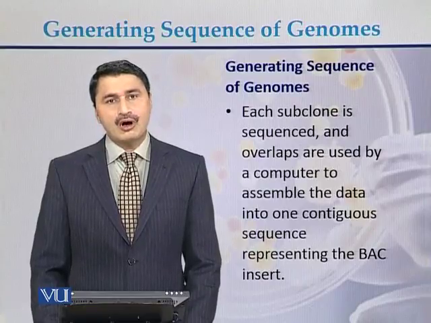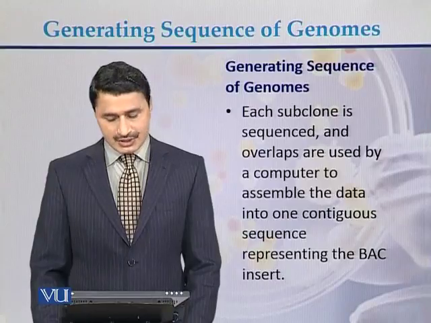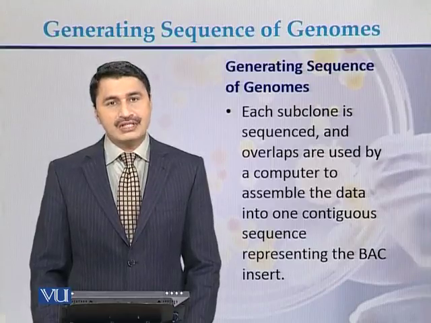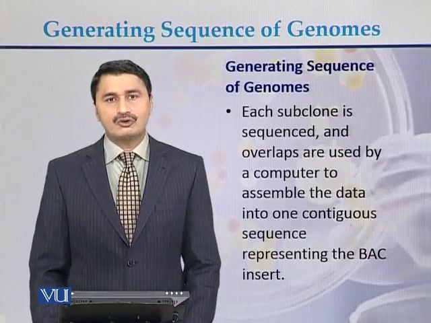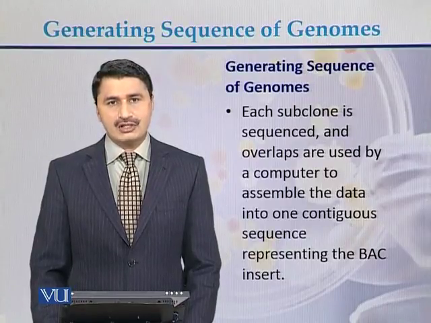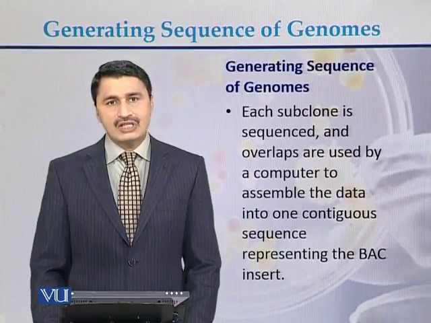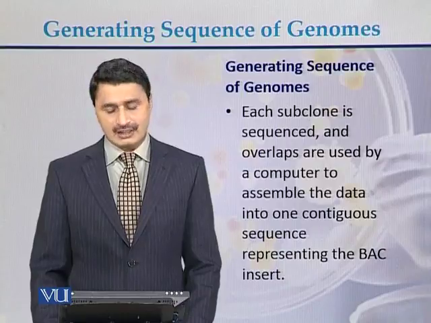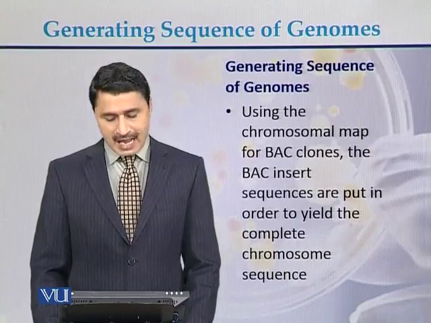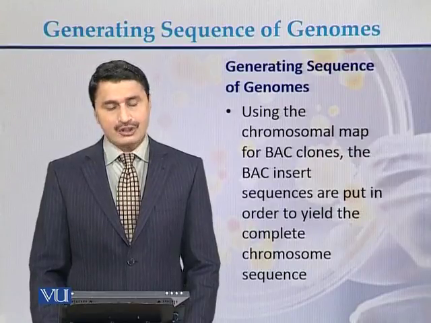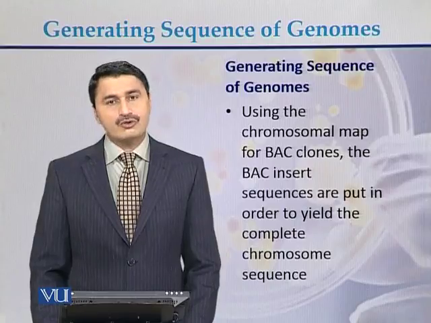Then each subclone or plasmid vector was sequenced, and the overlaps were used by a computer to assemble the data into a contiguous sequence representing the BAC insert. So those plasmid vectors were sequenced and overlapped, and ultimately the map of all those small fragments was aligned to check the sequence of the BAC insert. Using the chromosomal map for the BAC clones, the BAC insert sequences are put in order to yield the complete chromosome sequence.